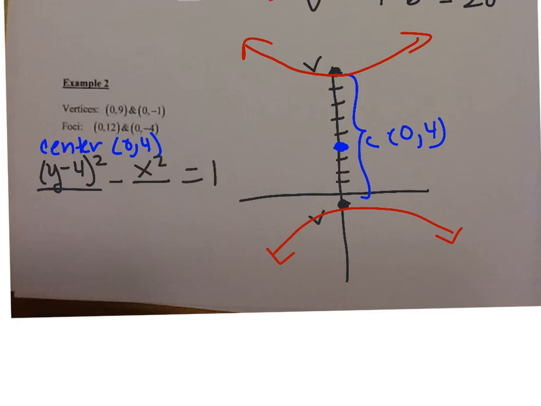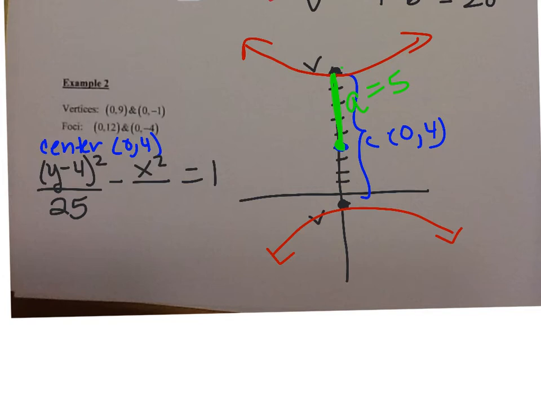All right, so now let's get our a. So remember, a is going from center to vertex. So this is a length of 1, 2, 3, 4, 5. So A is equal to 5. So therefore this is going to be 25 right underneath the y.